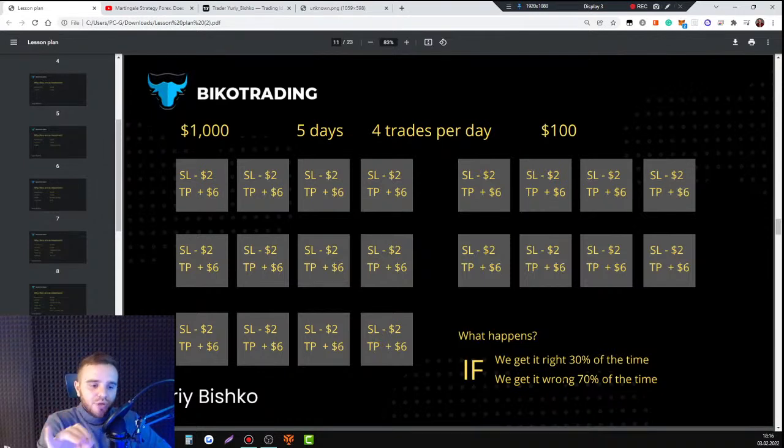What will happen to your account if, by this math, by taking 5 days, 4 trades per day with average volume 100 per day per trade, and if you lose $2 when price hits your stop loss, and if price hits your take profit, you make $6? What happens to your account if you get only 30% of winning trades? Only 30%. Write it in a comment.